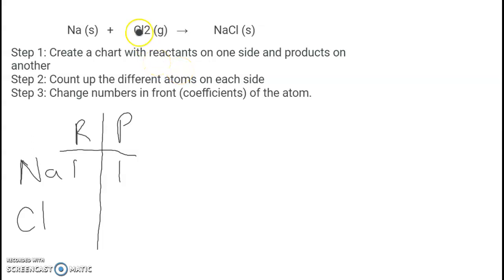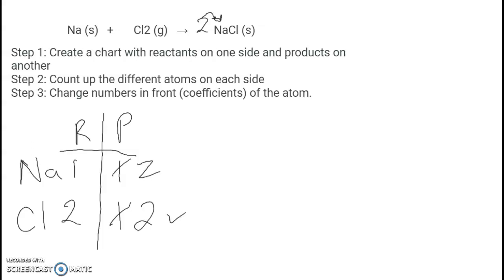For chlorine, I see I have two chlorine on my reactant side, and I only have one chlorine on my product side. So how do I go about balancing this chemical equation? Well, what I'm going to have to do is make two chlorine on this side. So I'm going to put a 2 here. Awesome, now I have two chlorine. My chlorine is balanced. But this coefficient gets multiplied not only by chlorine, it also multiplies my sodium. So my sodium now increases.